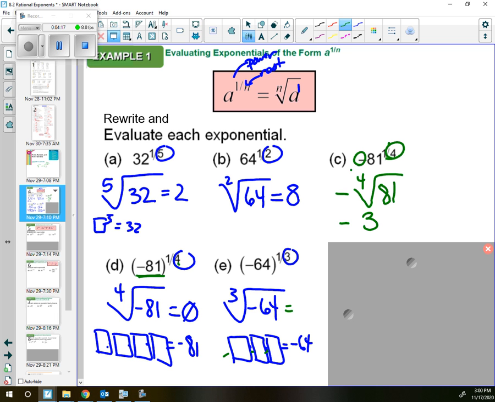So what number times itself 3 times gives you 64? Well, it's going to be a -4 then, because my base included that negative sign. So just be careful. Is it underneath or with the base or not?